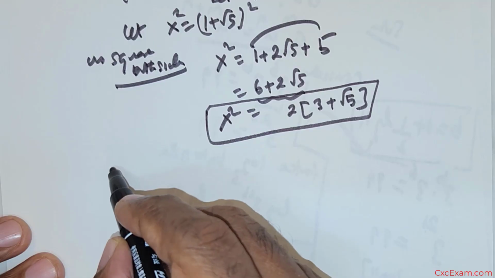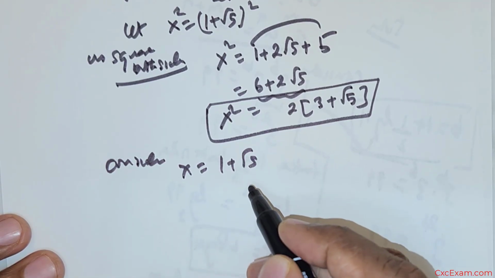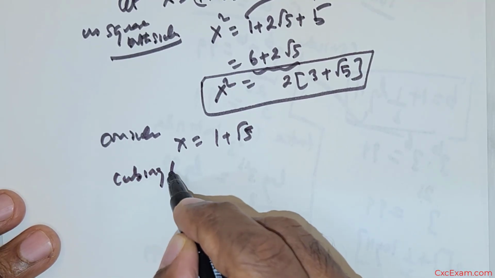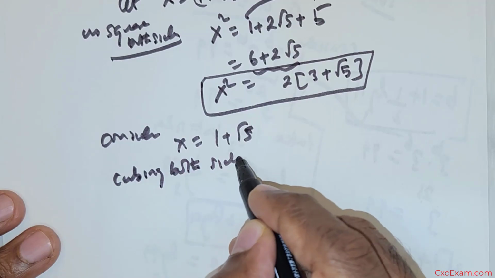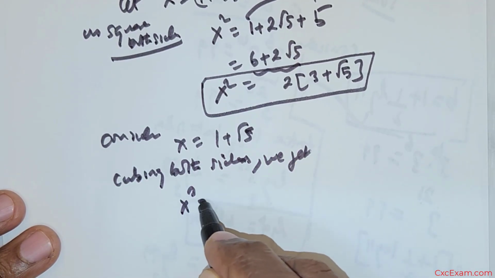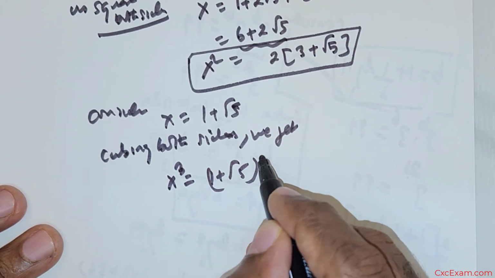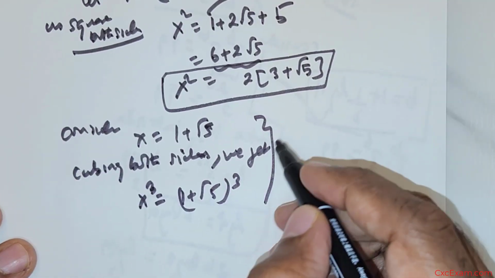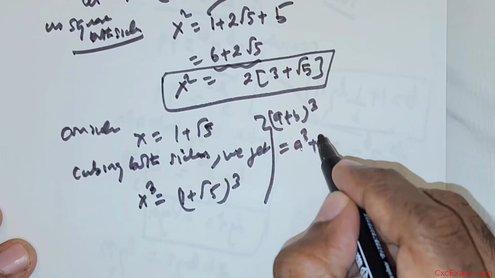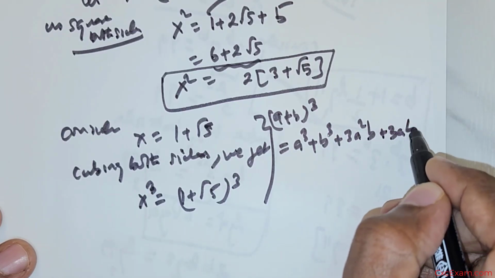Next what I'm going to do is, I'm going to consider x is equal to 1 + √5 again. Now cube both sides. Cubing both sides, this is going to be x cubed. This is equal to (1 + √5) raised to the power of 3. Now there is a formula: (a + b) whole cubed is equal to a cubed + b cubed + 3a squared b + 3ab squared.